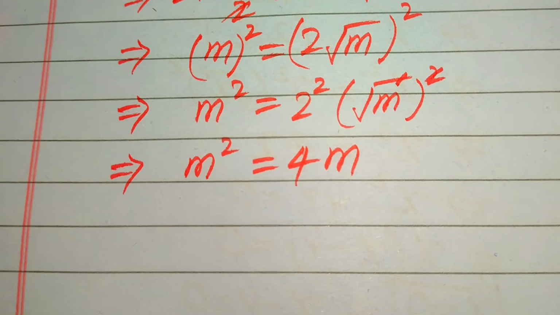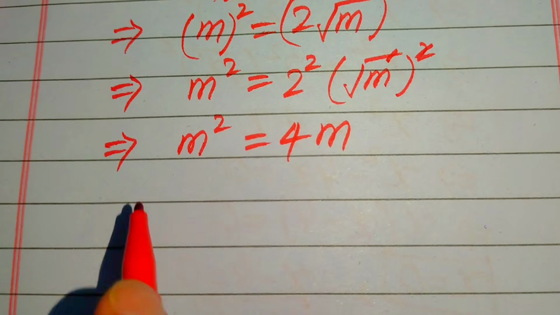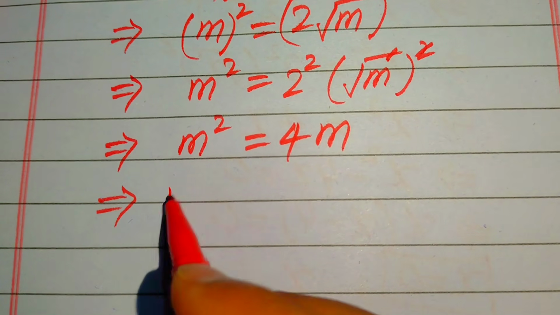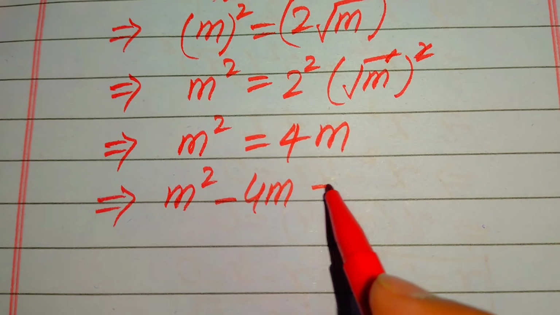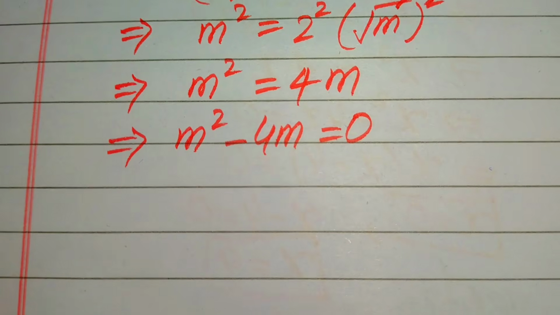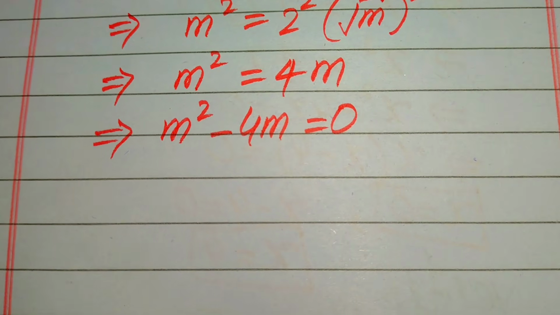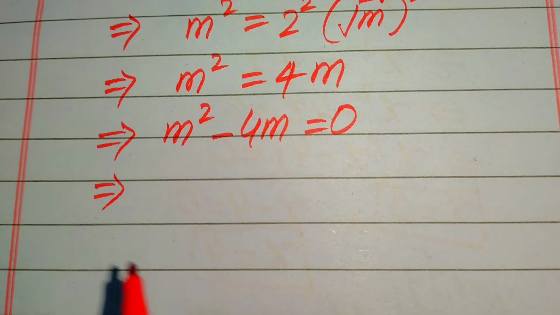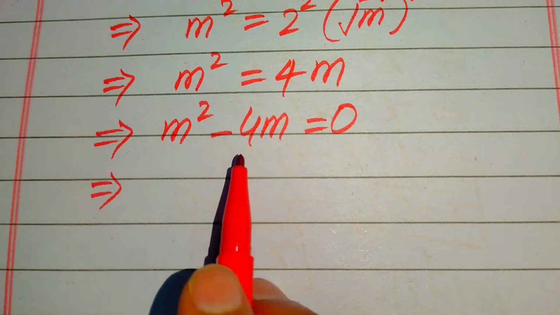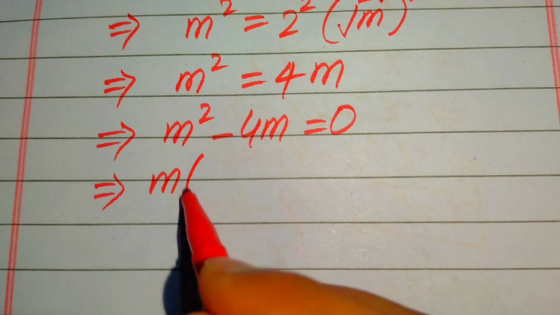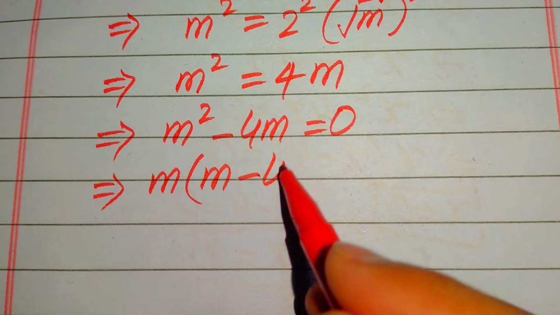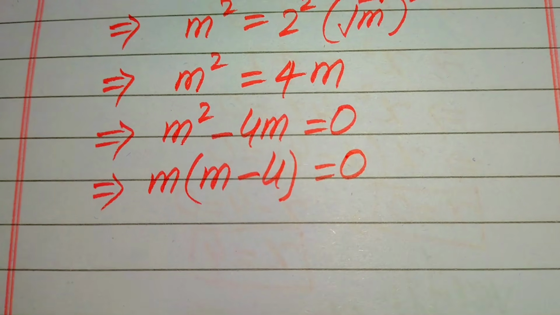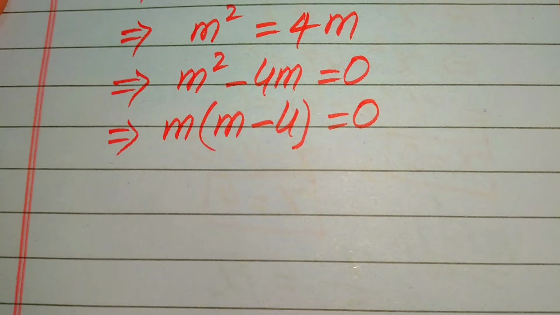And further in the next step we need more simplification here, and we move the term 4m from the right hand side to the left hand side, and it becomes m square minus 4m, and this whole equation is equal to 0. And in the next step we take m common from both of these two terms, and we get m times m minus 4, and this whole equation is equal to 0.